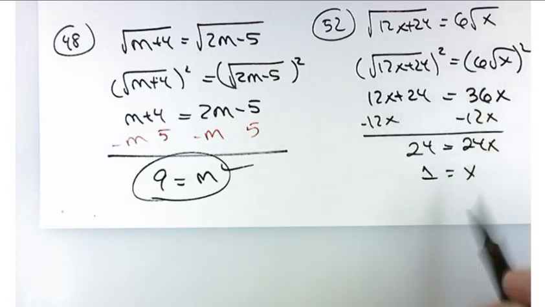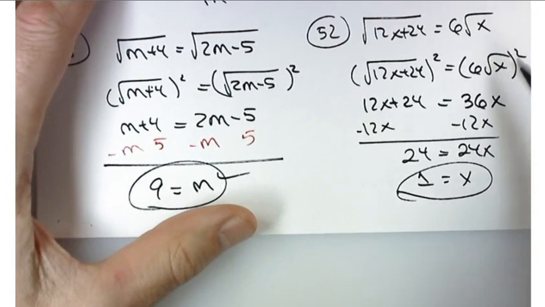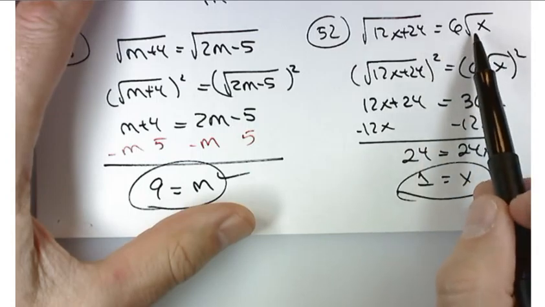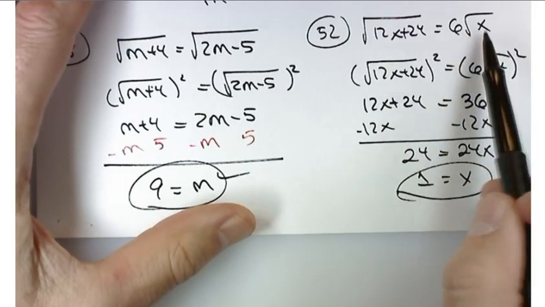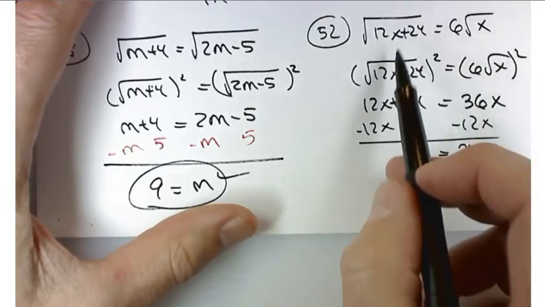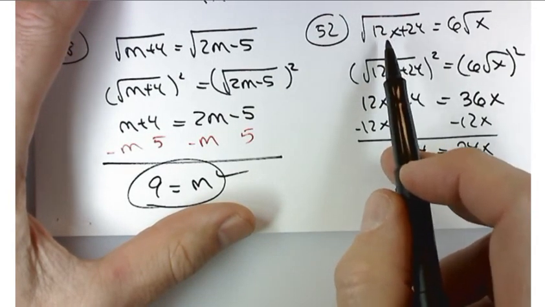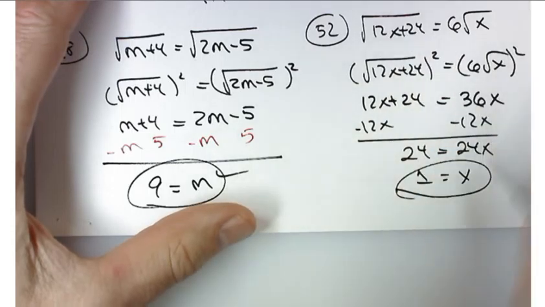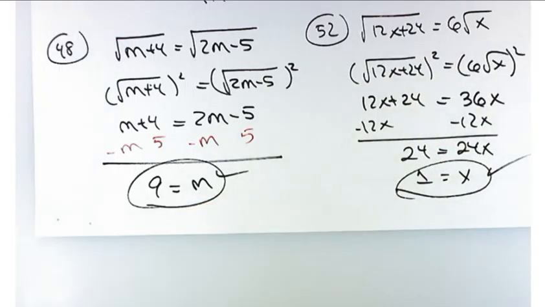Does it work? Well, what's 6 times 1? 6. The square root of 1 is 1, times 6 is 6. So on the right-hand side I get 6. On the left-hand side I get the square root of 12 plus 24, which is 36. The square root of 36 is 6. So that one checks. And I'm sorry if I'm rushing through the checks on these a little bit. If you'd like, I could actually write them out.